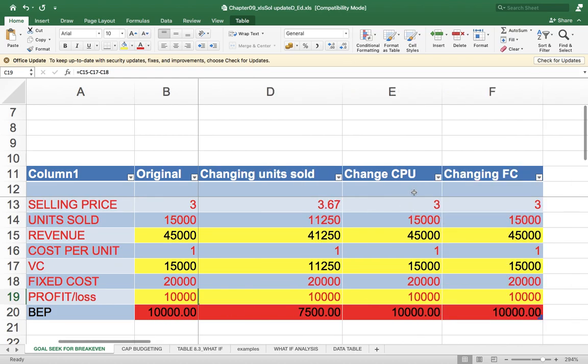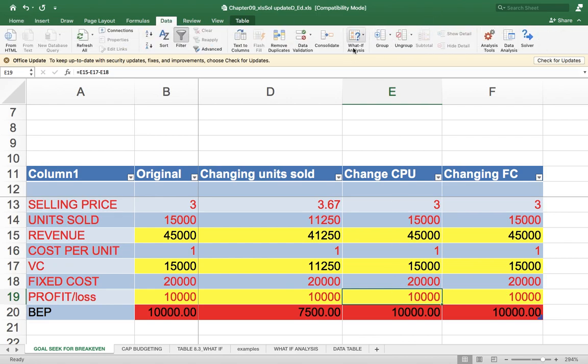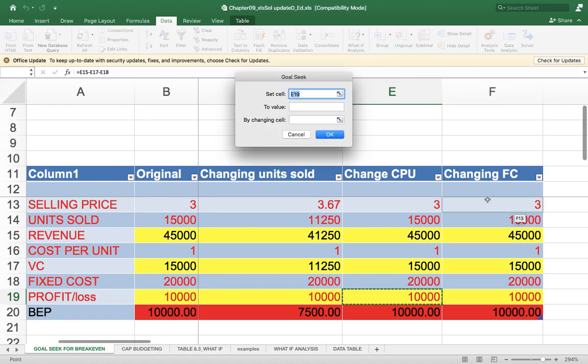One by one, I have taken here cost per unit, for example. I was talking about data table all the time. I was telling you data table. Now we are talking about goal seek, where, for example, you want your profit to be 50,000, and you want to change this. When can I get 50,000 profit?